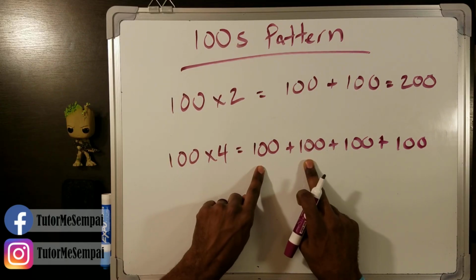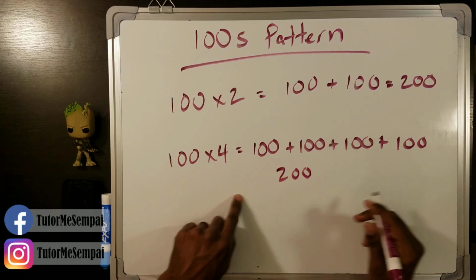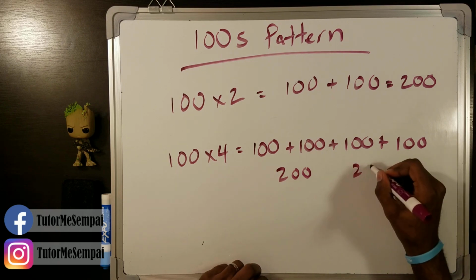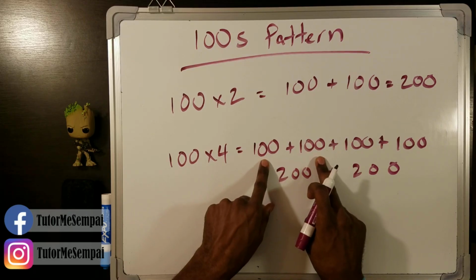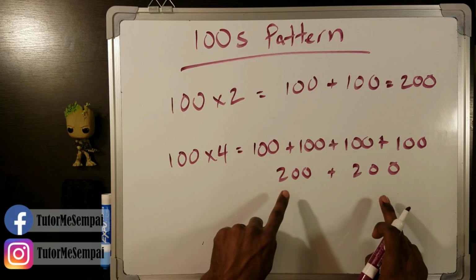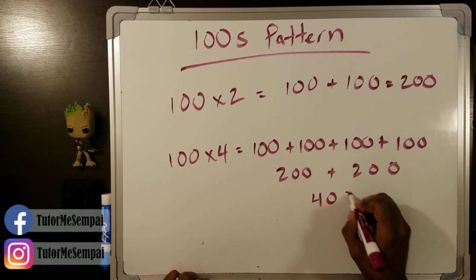So what's 100 plus 100? Well, this is going to be 200. And what's 100 plus 100 over here? Well, that's going to be 200. And then we're going to add both of those together. So we broke this apart: 100 plus 100 and 100 plus 100. Now what's 200 plus 200? Well, that's going to be 400.